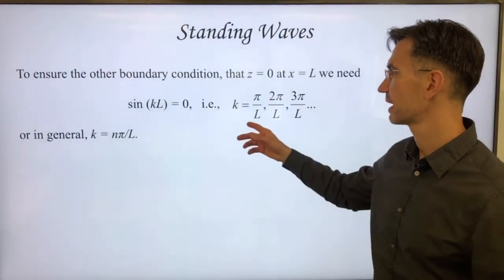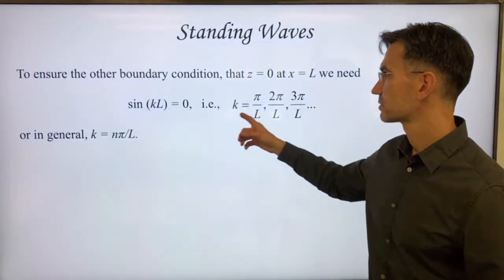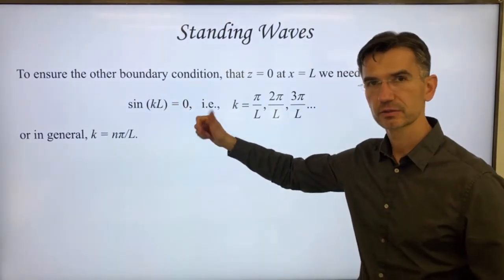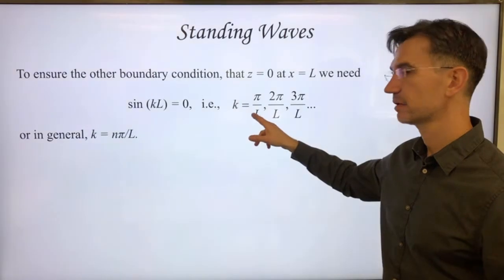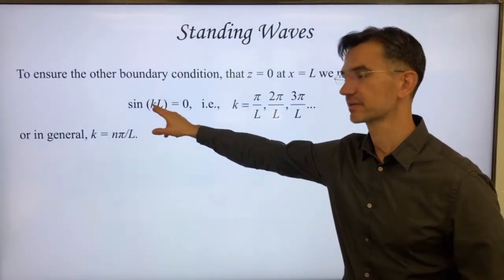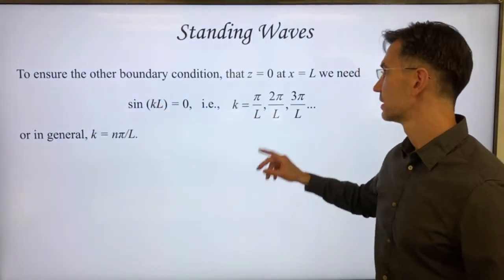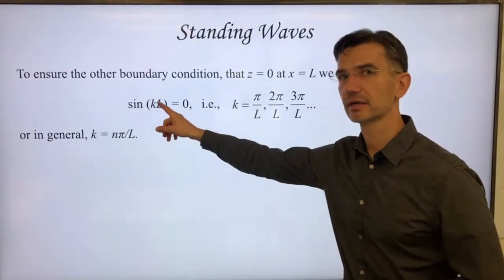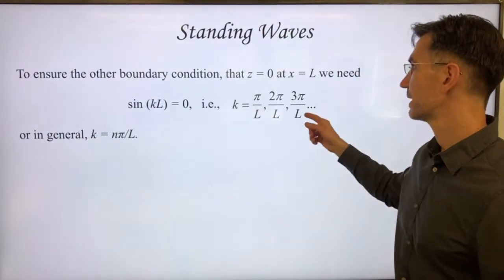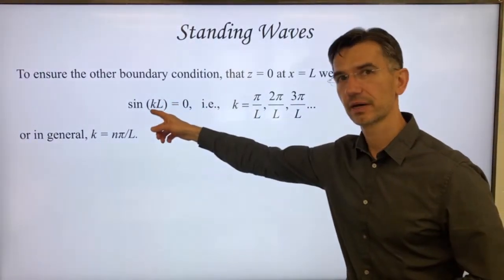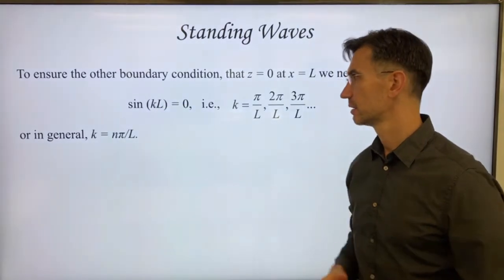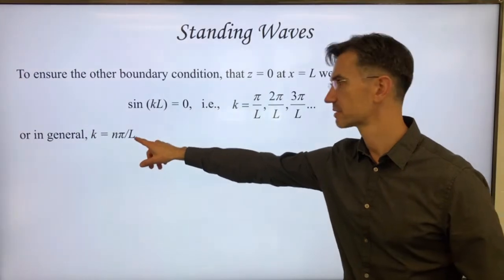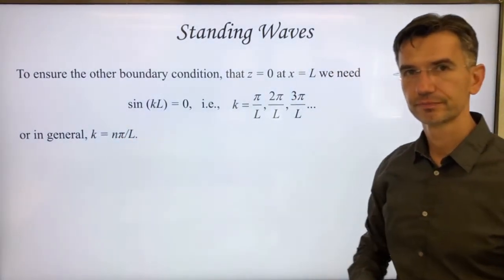That means that the argument of the sine itself should be either pi, or 2 pi, or 3 pi, or 4 pi, and so forth. So k should be either pi over L, which will make the argument of the sine pi, so the sine will be 0. Or k should be 2 pi over L, which will make the argument of the sine 2 pi, and again the sine will be 0. Or k will be 3 pi over L, which will make the argument of the sine 3 pi. So for any multiple of pi, the sine will be 0. So in general, the wave number should be some integer times pi over L to have a standing wave on a string.